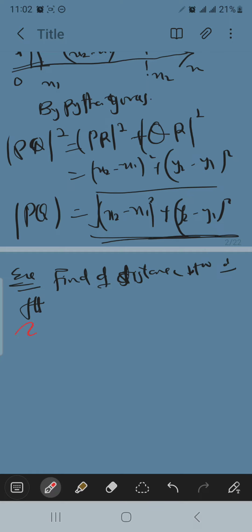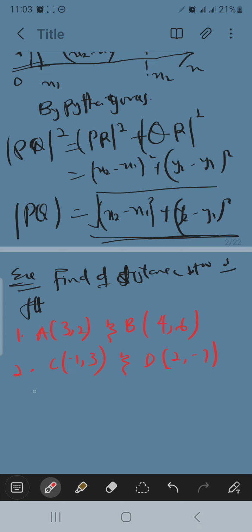The first one, they say A. We have A in the bracket (3, 2) and B in the bracket (4, 6). Then they said C equals (-1, 3) and D is (2, -7).